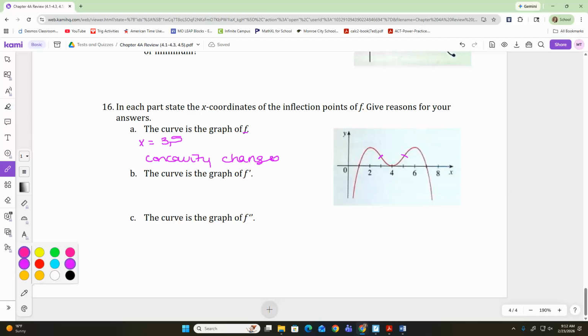All right, second one says, if this is the derivative. All right, so now we have to think. I can't just look at this and say where the concavity is changing. I want to know where the inflection points are if the graph I'm looking at is the first derivative. So remember, inflection points are when the second derivative is equal to 0. If I'm looking at the first derivative, I'm asking when will the derivative of this be 0? So that's anywhere we have a horizontal tangent line. So that would be here, here, and here.